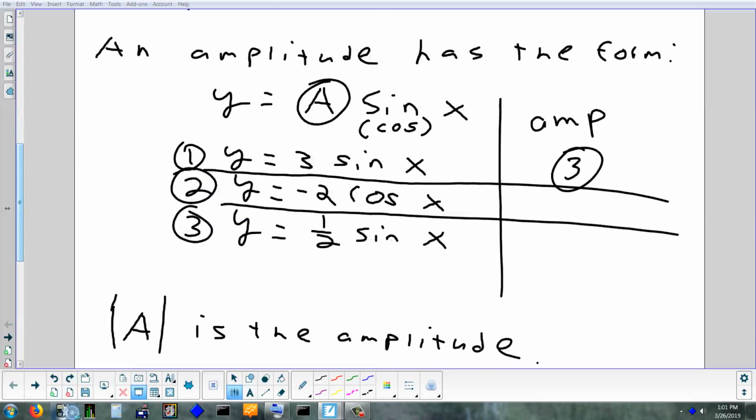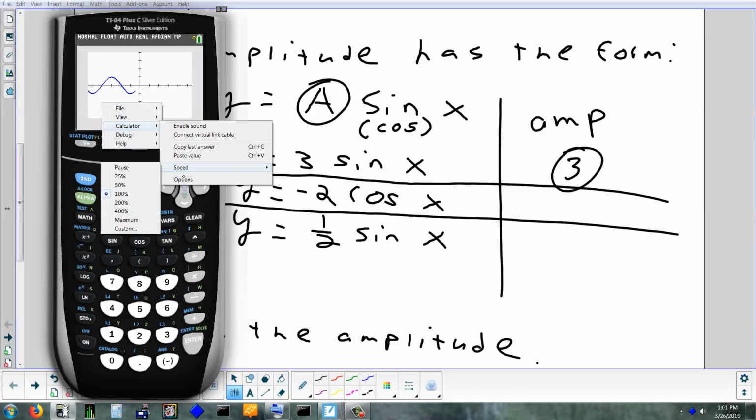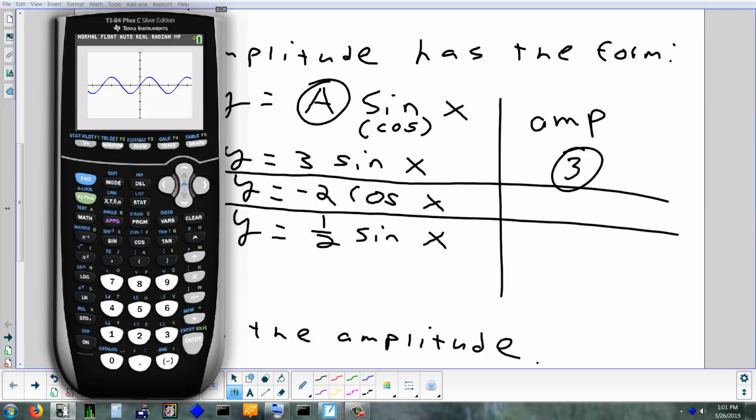So when we get to graphing it, let me show you what it looks like. Here's sine, here's 3 sine. The one in blue, that's the original, and the one in red is going to be 3 sine. So you can see what's happening.